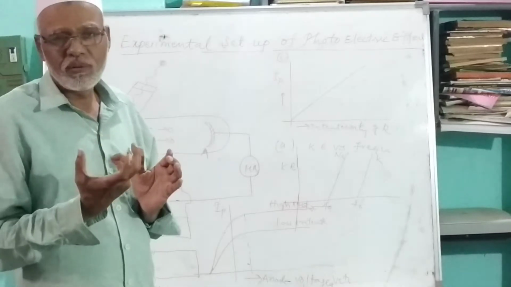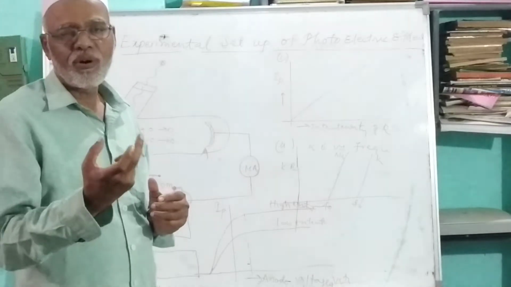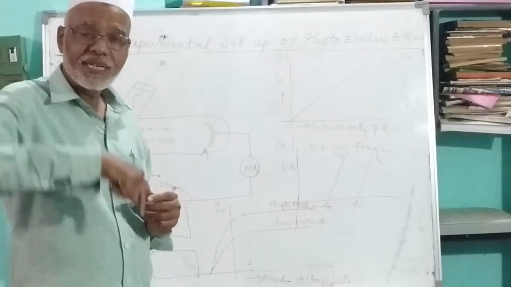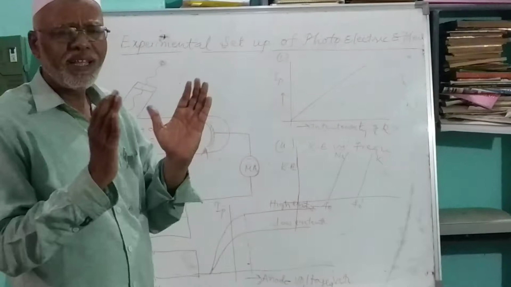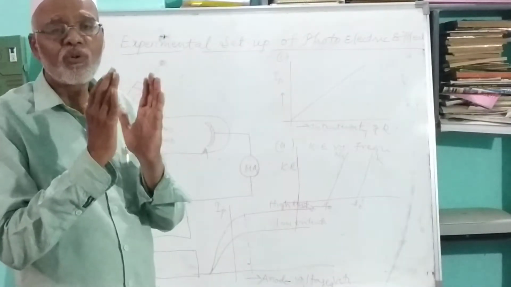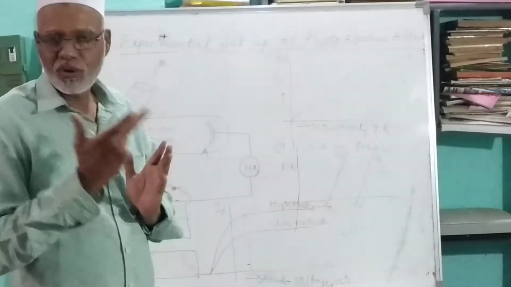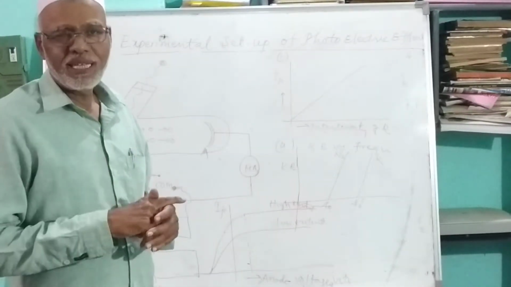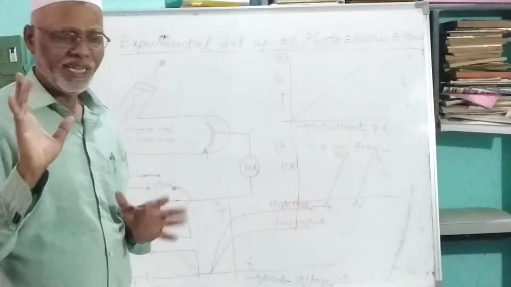So in order to behave as a photosensitive metal, on zinc you have to incident only UV rays. Different substances or different metals are photosensitive for different wavelengths of light radiation. As you know, alkali metals are photosensitive for visible light, whereas zinc, cadmium, manganese are photosensitive for UV radiations, right?